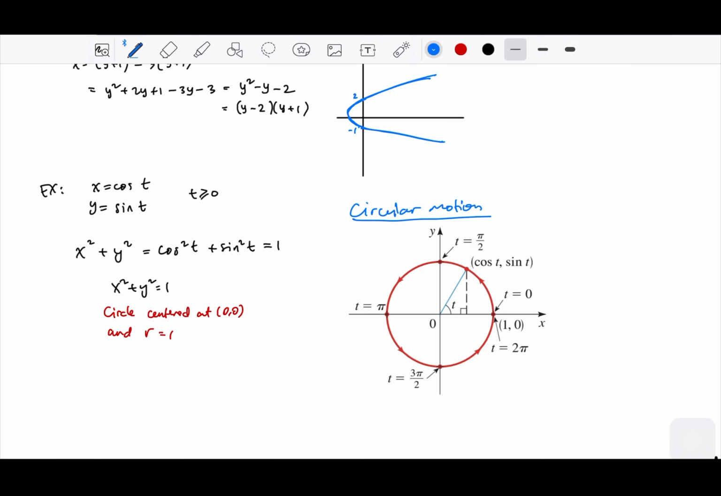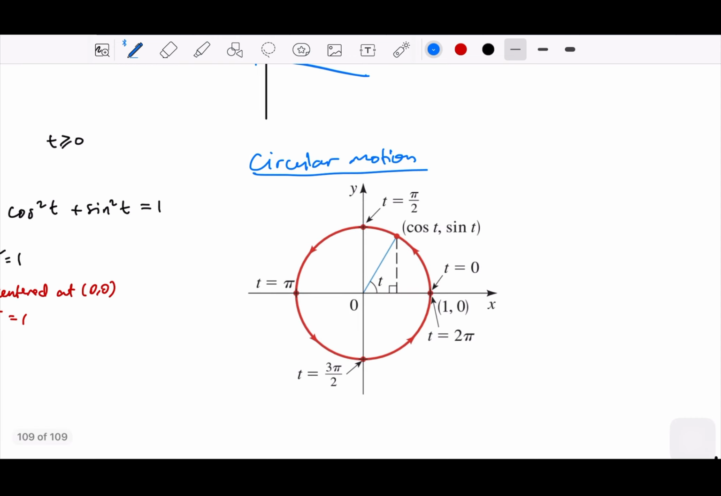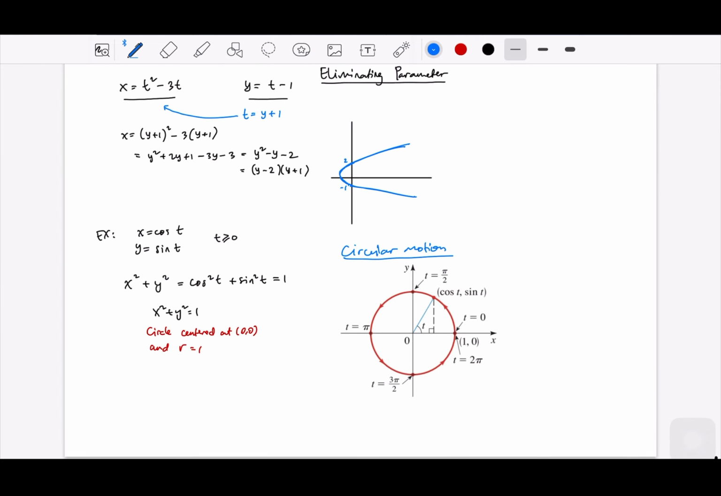Okay, so we start from t equals something, for example, from 0, and we add t up to 2 pi, and then we see circular motion. Okay, we can see circular motion, especially if this is related to some measurement using some angle. Okay, like in polar. Okay, now another example.